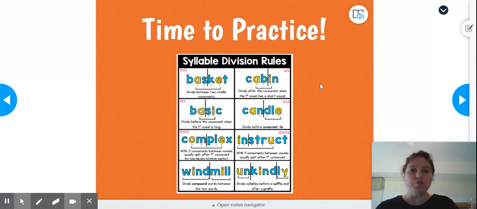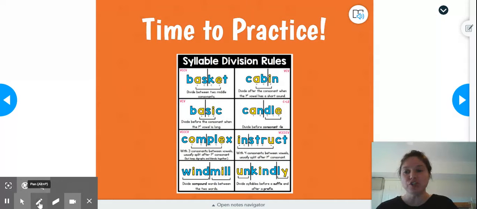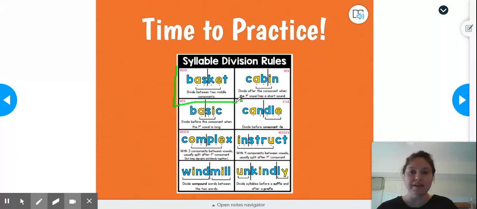So we're going to practice syllable division using these first two rules. The first rule is if I have two vowels with two consonants between, I can divide between the two consonants. That's syllable division rule number 1. It's the most common one.